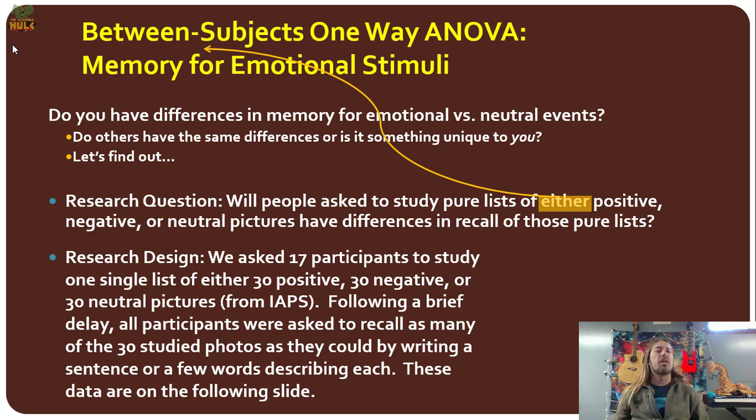We grab these pictures from a database called the International Affective Picture System, generated by the University of Florida. There are thousands of pictures in here that represent negative, neutral, and positive images along a large spectrum. So we show them these individual images one at a time. After a brief delay, all of our participants are asked to recall as many of the 30 photos as they can by writing a sentence or two or a few words, whatever they can, to describe each of the pictures that they recall. The data then are on the next slide.